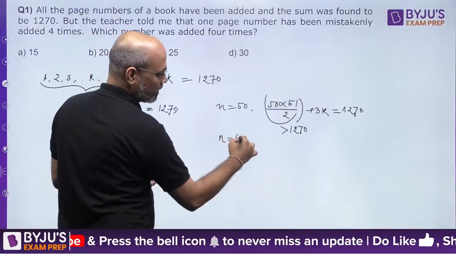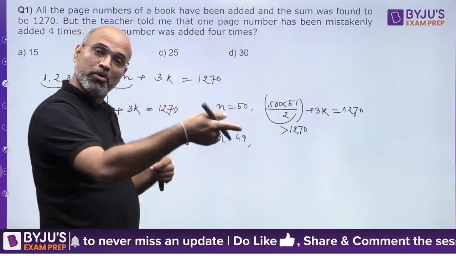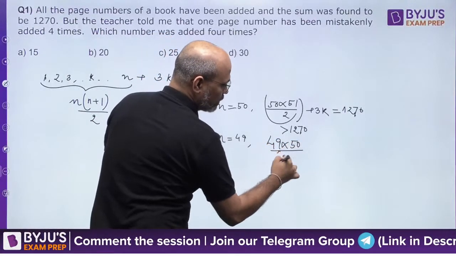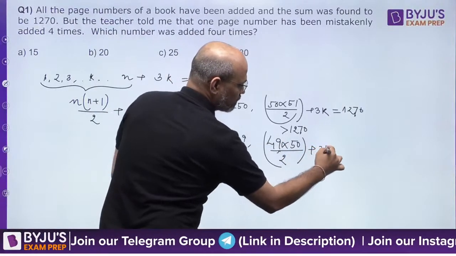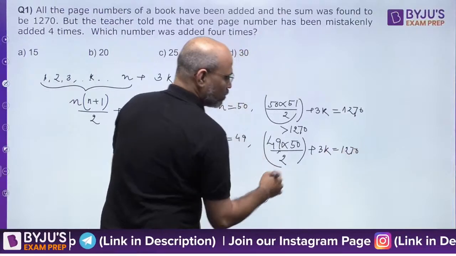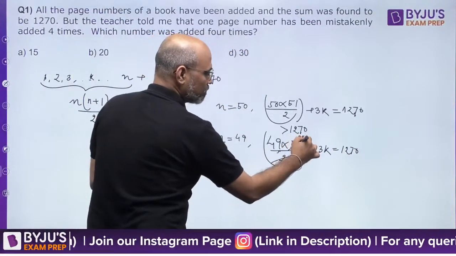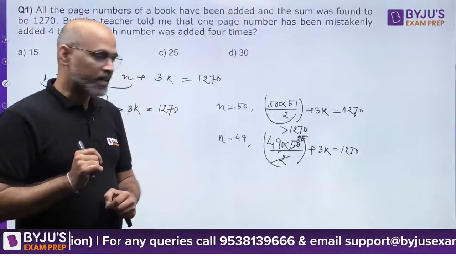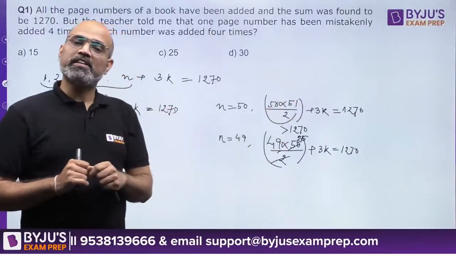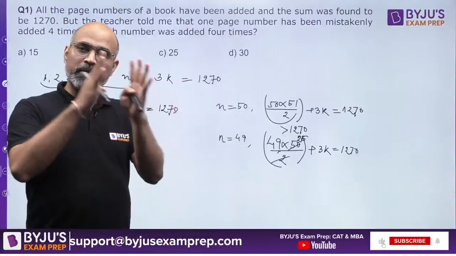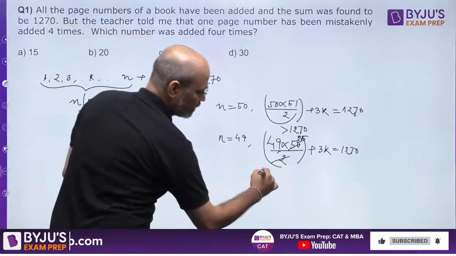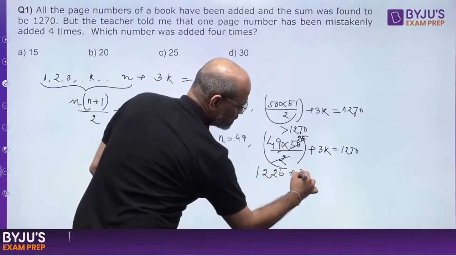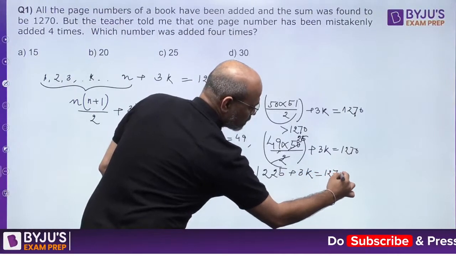Can we put n is equal to 49? Because at 50 it's coming out to be more than that, right? So 49 into 50 whole divided by 2 plus 3k is equal to 1270. Now what is 49 into 25? How much is 49 into 25? 25 into 40 is 1000, right? 9 into 25 is 225. So 1000 plus 225 is going to result in 1225 plus 3k is equal to 1270.